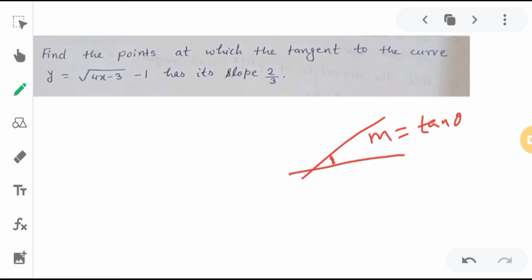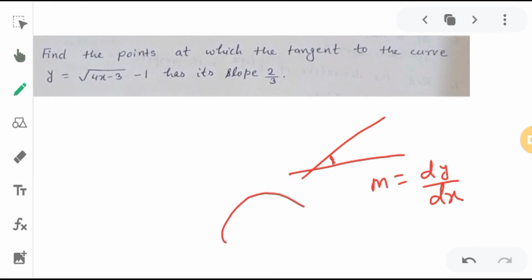Or in this question from differentiation, the slope is represented by dy upon dx. Here y is nothing but the curve equation. Like this is a curve and we are finding the slope on this curve. So we will use this. Slope is nothing but dy upon dx.